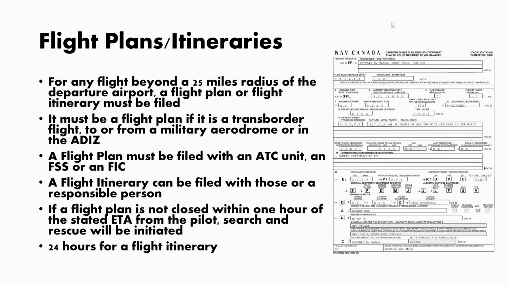Legally speaking, it can be filed with an ATC unit, an FSS, or an FIC, or it can be filed with what's called a quote-unquote responsible person, which can be your mom, your dad, your brother if you want, your flight instructor who stayed at the airport. It can basically be anyone that you deem to be responsible. But the flight itinerary has to be nowhere near as detailed as a flight plan.